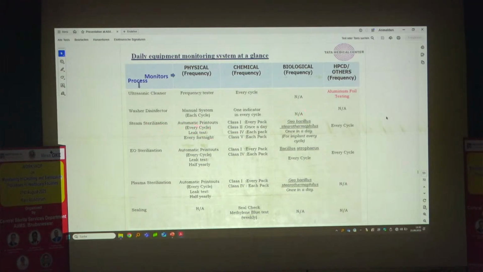Steam sterilizer, automatic printout, leak test every fortnight. These kinds of indicators we are using, and the Geobacillus stearothermophilus biological spore we are using for biological monitoring purposes. Ethylene oxide, these are the automatic printout, chemical indicator, and the Bacillus atrophaeus. Plasma, these things we are using. In that, you see the frequency, every day we are monitoring this. But our biological monitoring is conventional, not rapid. Sealing, we do the seal check, not the methylene blue test because it is a very dirty test. Seal check we are practicing from time to time.